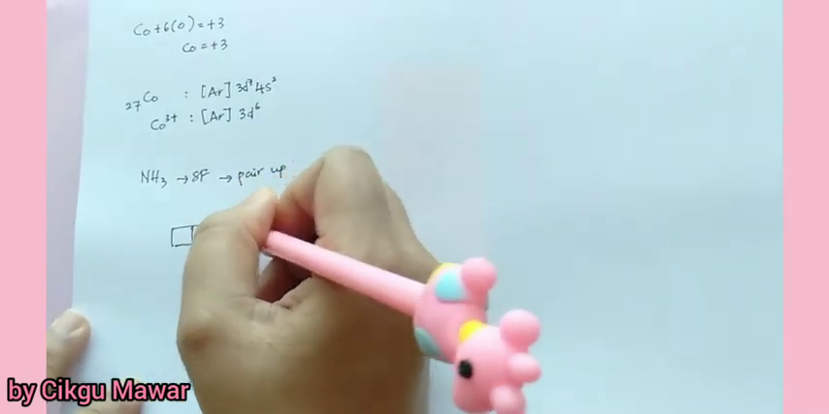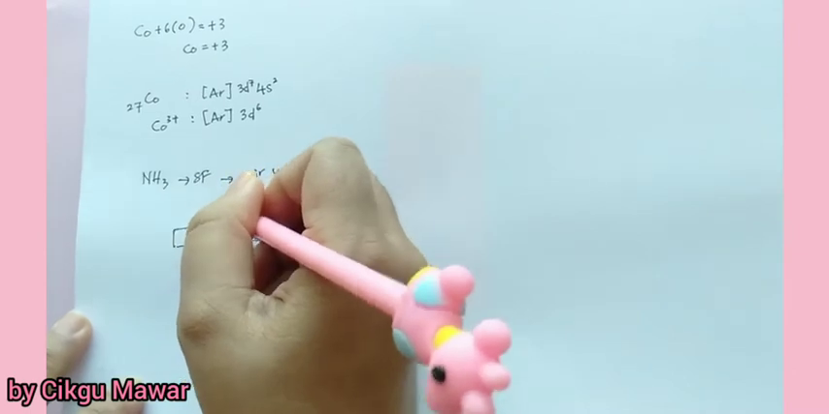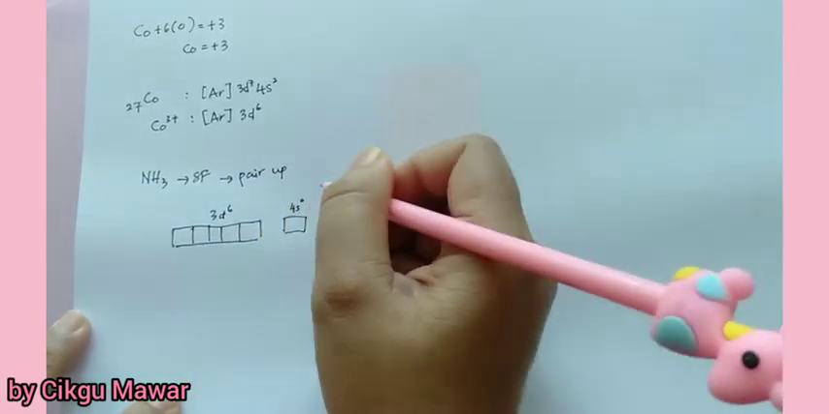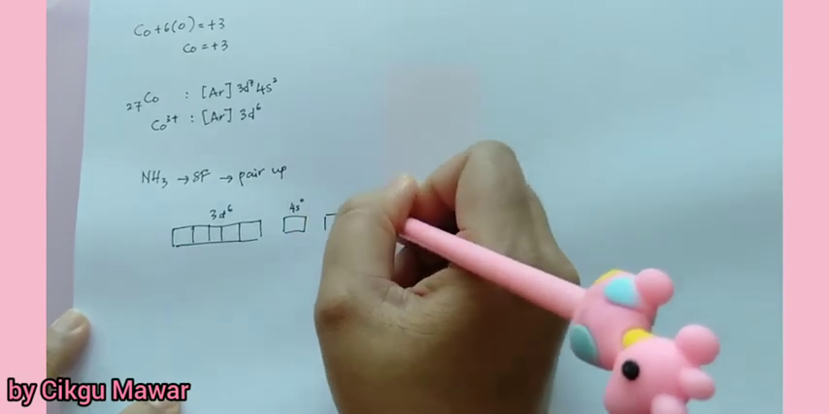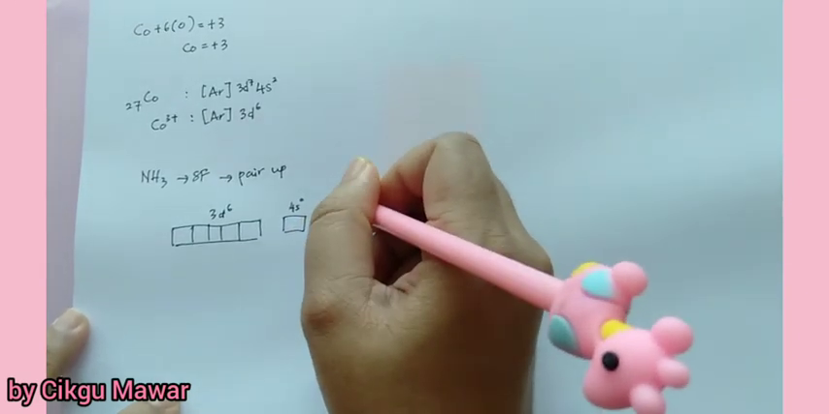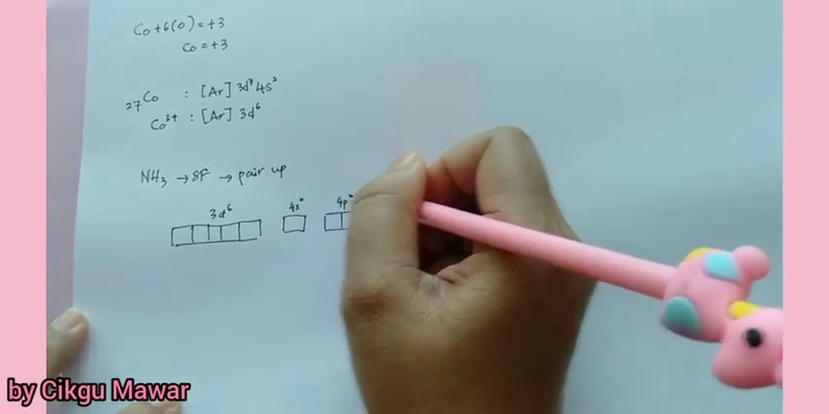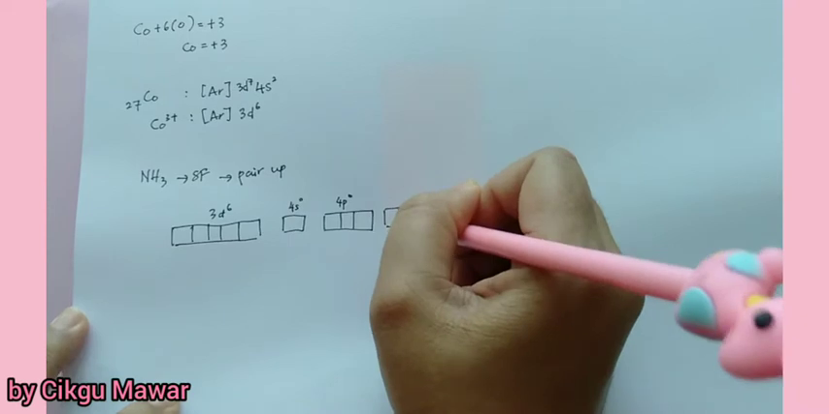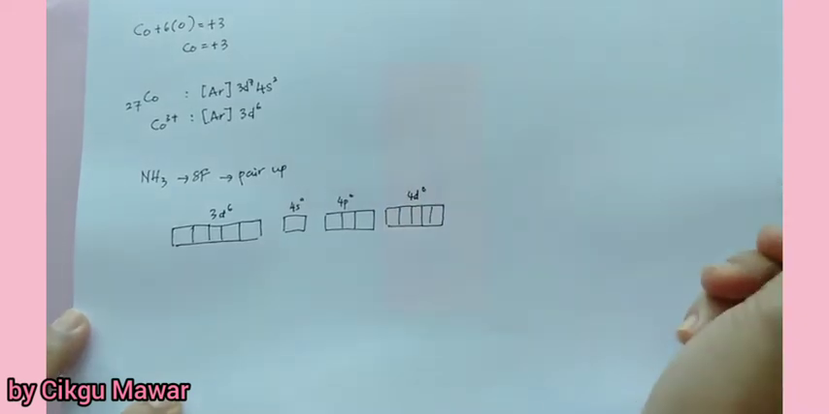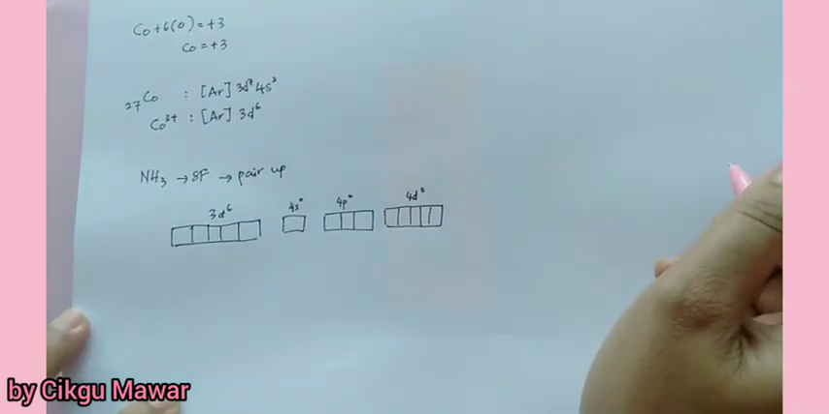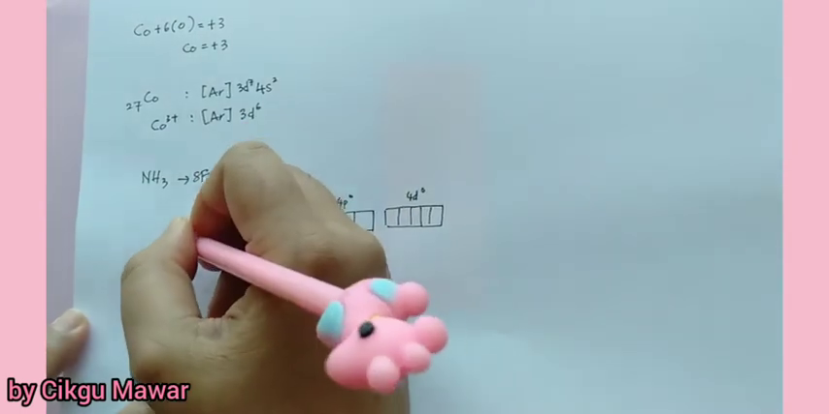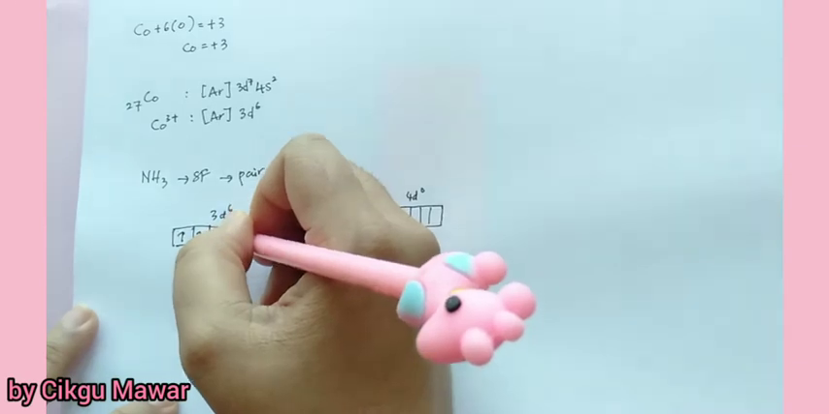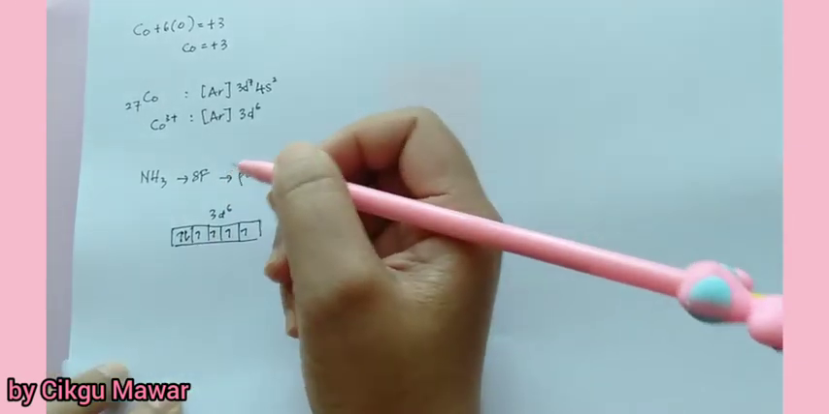It has 3d6, and it also has 4s, but 0. It also has 4p, 0, and it also has 4d, 0. So it has 3d6. Just put the 6 electrons here.